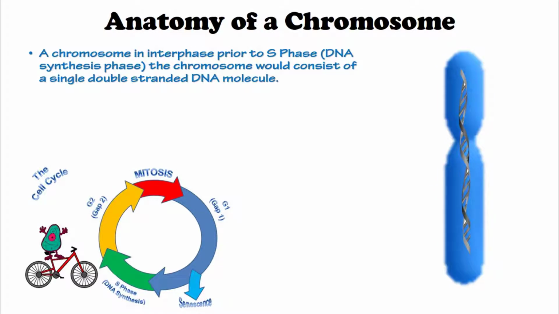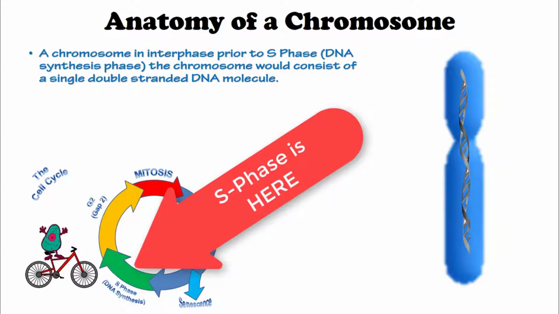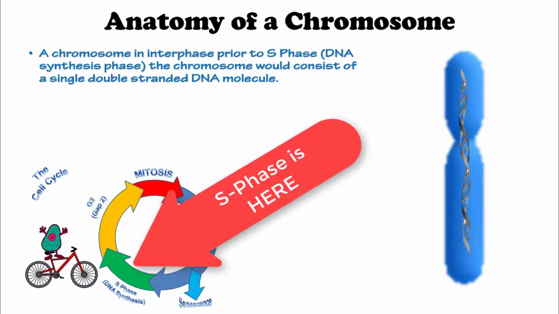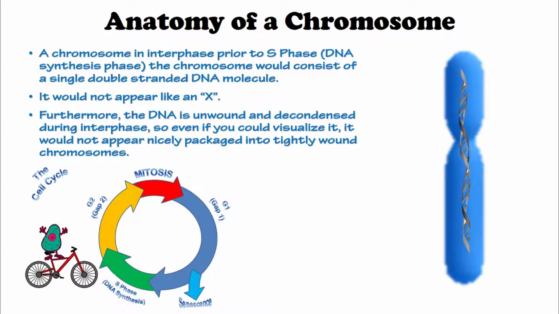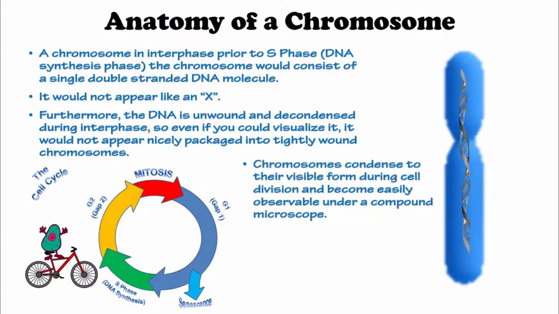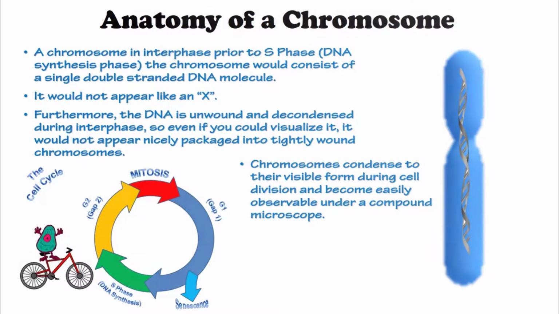A chromosome in interphase prior to the S phase, or the DNA synthesis phase, would consist of a single double-stranded DNA molecule. It would not look like an X. Furthermore, the DNA is also unwound and decondensed during interphase, so even if you could visualize it, it would not appear nicely packaged into tightly wound chromosomes. Chromosomes condense to their visible form during cellular division, and they become easily observable at this time under a microscope.